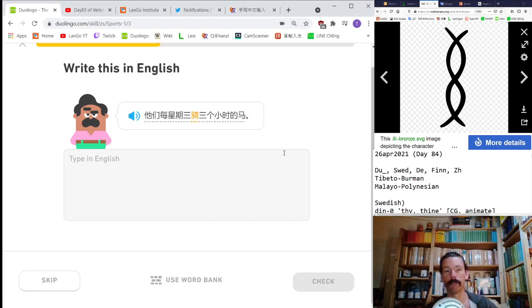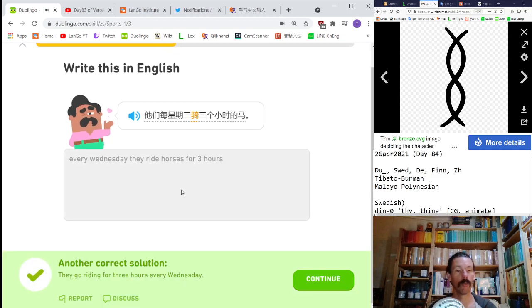Silky. 他们每星期三, every Wednesday. The subject is out in front, the doer, they ride 3 hours of horse. Ride horses for 3 hours is a good English way to express that. They go riding for 3 hours every Wednesday. So it's kind of a serial verb here.